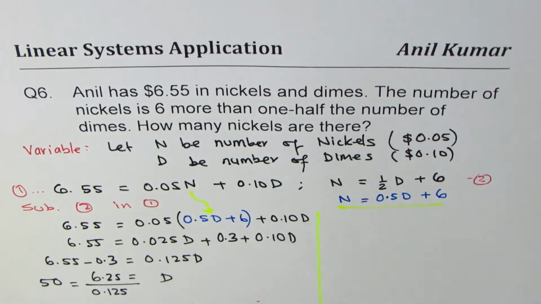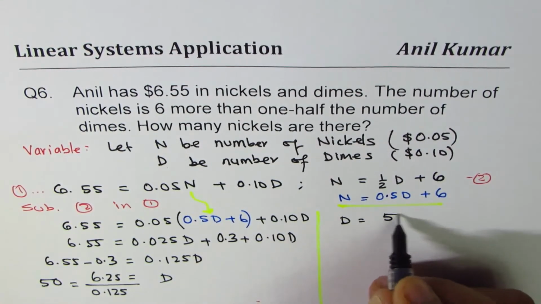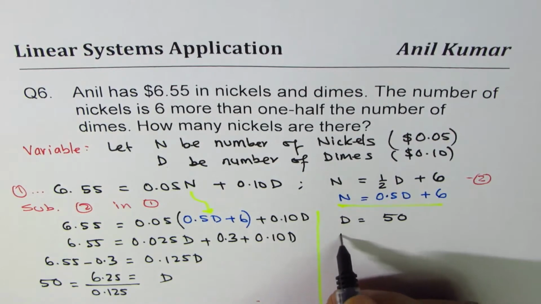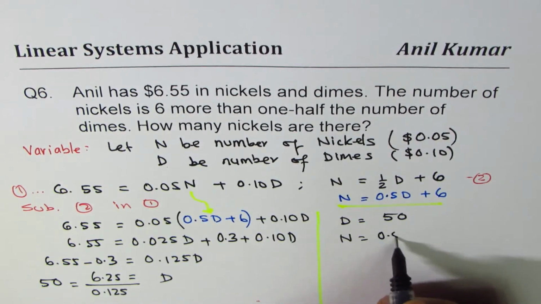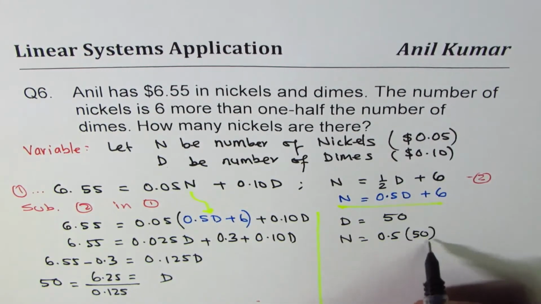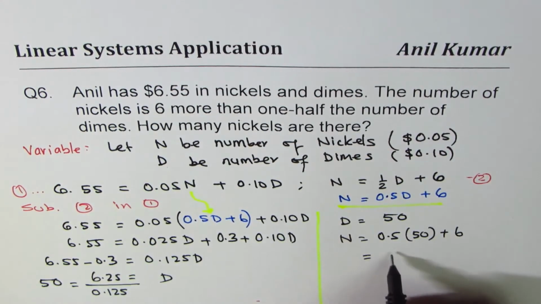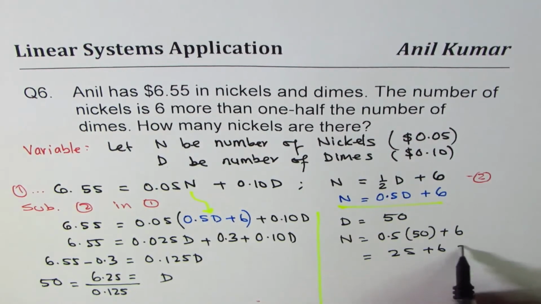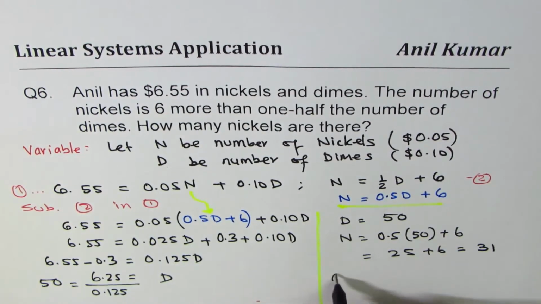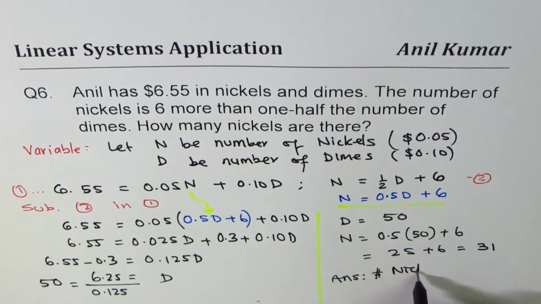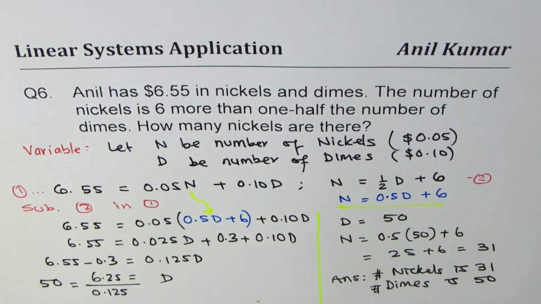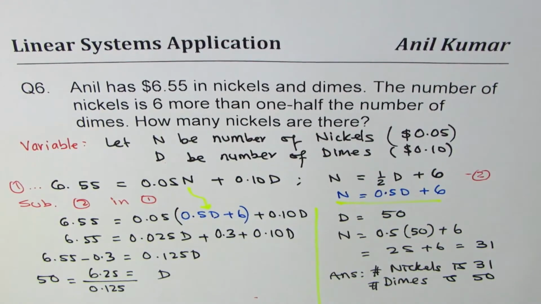So we know from here d is 50. So you can find what n is. n equals 0.5 times 50 plus 6, which is 25 plus 6, which is 31, correct? So the answer: the number of nickels is 31 and the number of dimes is 50. That is how you can solve this question.